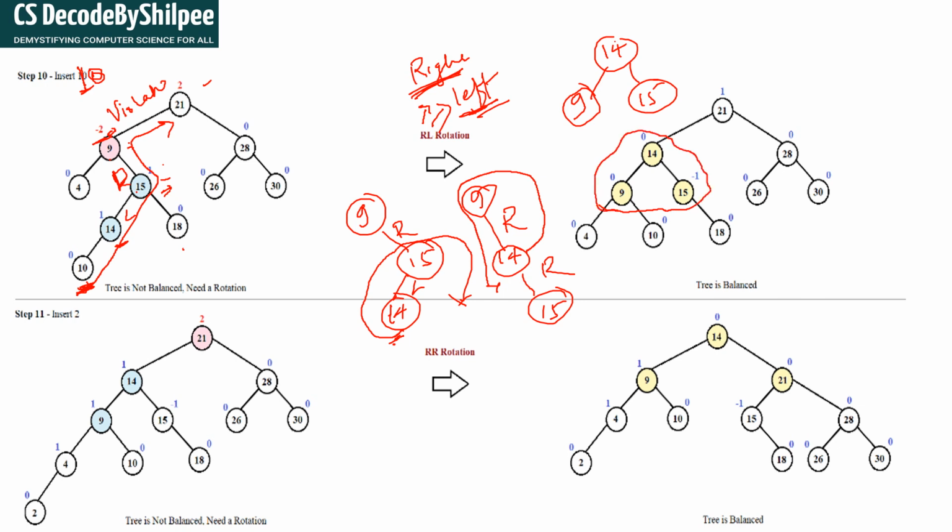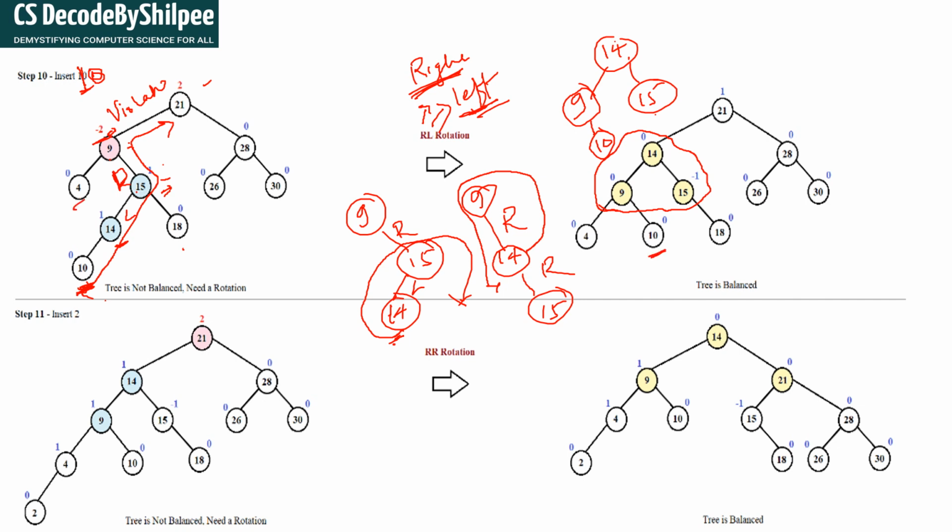Right? Remaining, now we have to add. Where was the 10? 10 was the left child of the 14. So 14's right child is 15, but the left child is 9, already filled. So 10 will become the right child of 9.